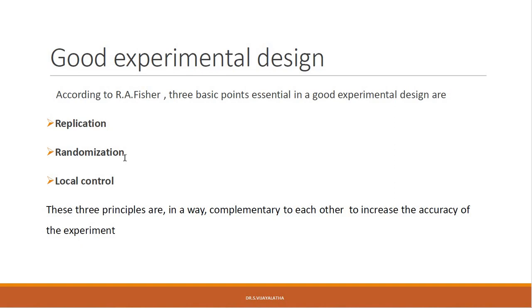Randomization means you are randomly allotting the experimental units to the control and experimental groups. Local control means we are trying to ensure that the experimental units that are allotted to the control and treatment groups are as homogeneous as possible, so that the difference between the control and treatment groups will be only due to the different treatments that are employed and not because of any differences in the experimental units.